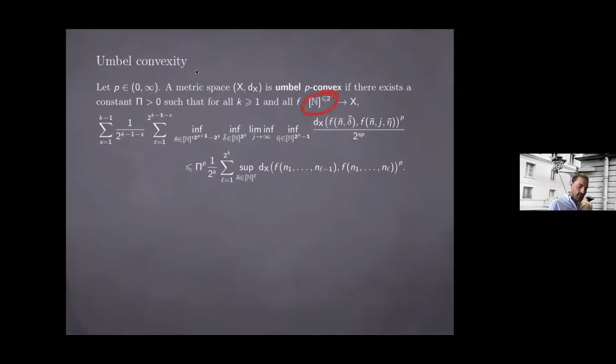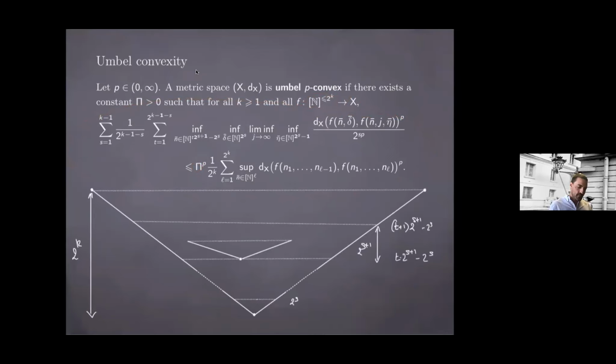So we're looking at maps. X is your metric space, and you're looking at maps from the Cotype branching tree of height 2k, and we want this inequality to hold for some constant pi here. Okay. So what are we trying to do here? Here is your Cotype branching tree of height 2k, and you pick a scale S, and then you chop off your tree into slices of thickness 2 to the s plus 1, right?